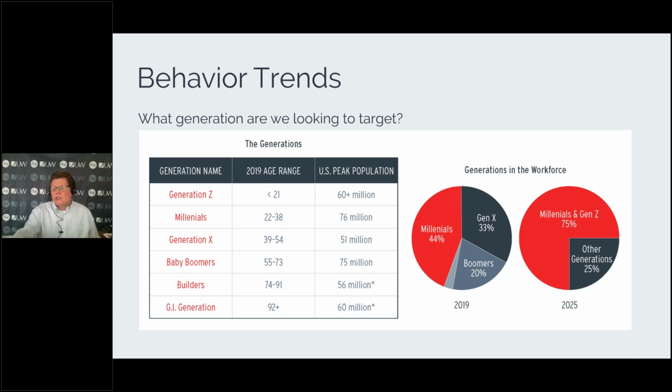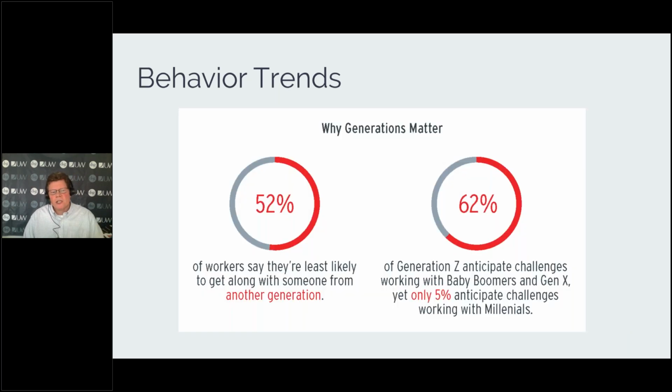Like now, right? In 2019, 44% of the working workforce in the United States is millennials. By 2025, 75% will be millennials and Gen Z. And why do they matter? Well, this is interesting. 52% of workers said they're least likely to get along with someone from another generation. And here's the scary part. 62% of Gen Z anticipates challenges with working with boomers and Gen X. Only 5% anticipate challenges working with millennials. We've got to figure this out.